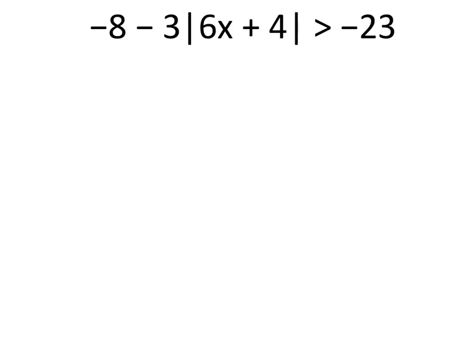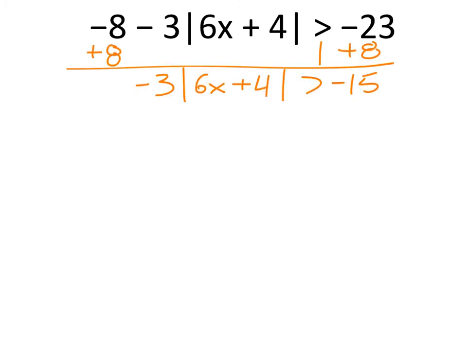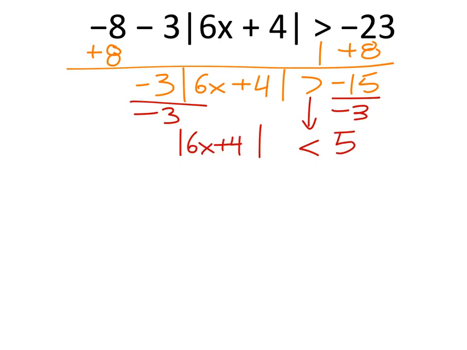Because really our steps should all be pretty much the same. So on this one, I'm going to add 8 to both sides of this inequality. And now I'll divide both sides by negative 3. And since I did divide both sides by negative, it is going to flip the inequality, right? So I got the absolute value of 6x plus 4 is less than 5. And now I'll split these up.